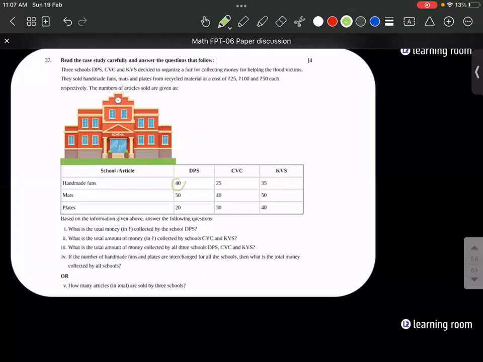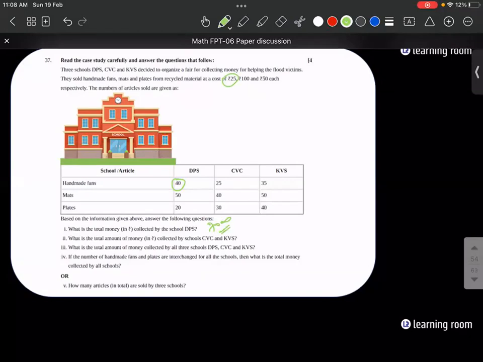Correct. Everyone knows. 40 into 25, simple multiplication. So 40 into 25 is 1,000. 50 into 100 is 5,000. 50 into 20 is 1,000. So 5,000 plus 2,000. Correct. 7,000.